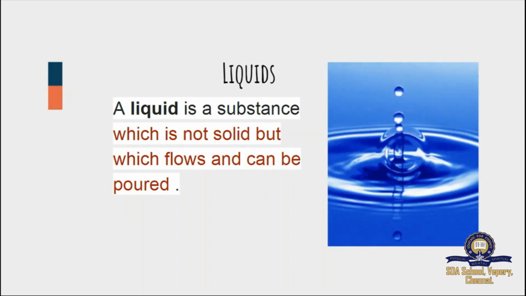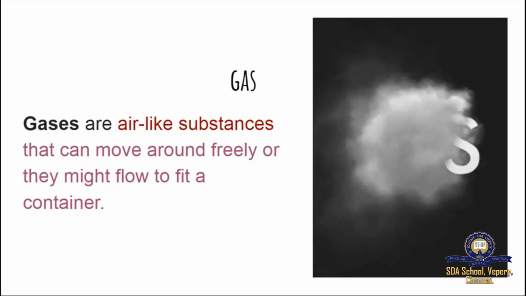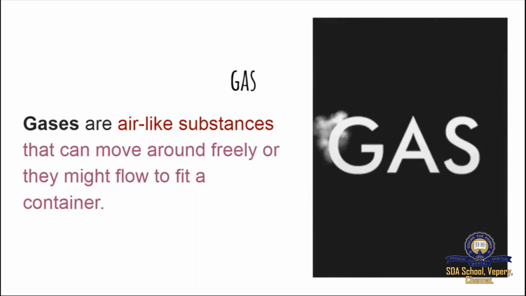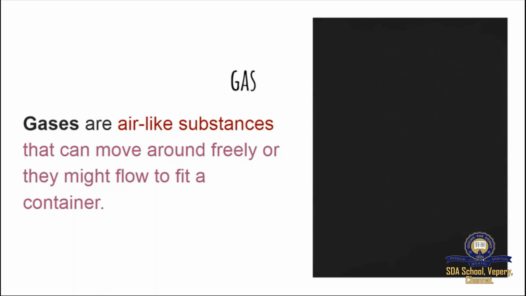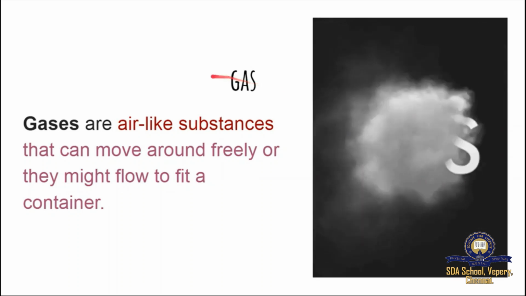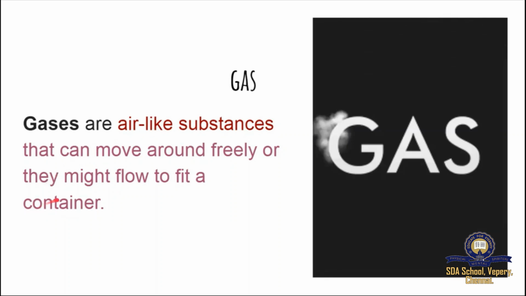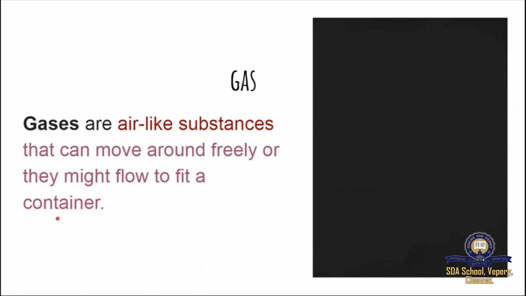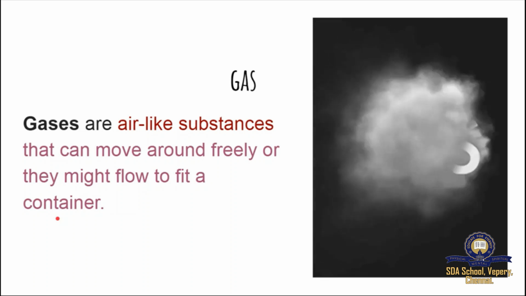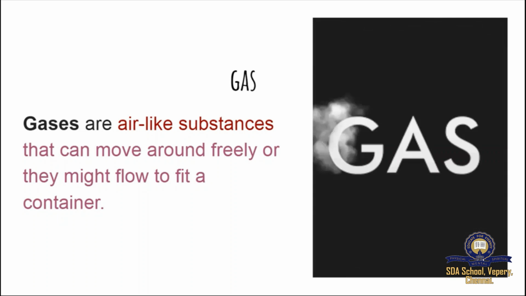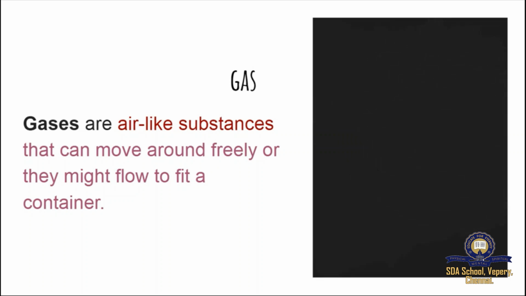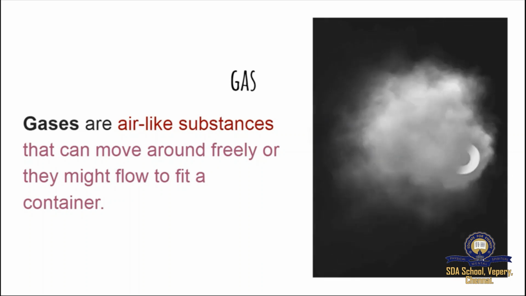Next comes an interesting state of matter that can't be seen easily, but it's there all the time, like the air we inhale, which is a gas. Gas is the third main state of matter. Gases are air-like substances that can move around freely, or they might flow to fit a container. For example, hydrogen, nitrogen, oxygen, helium, neon, carbon dioxide, steam, etc.